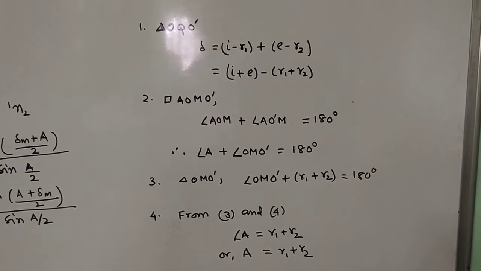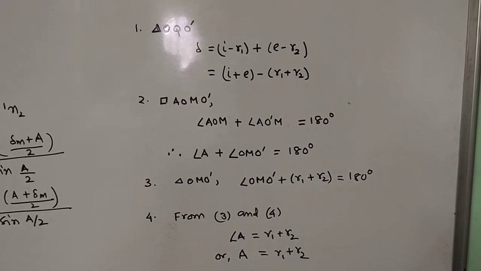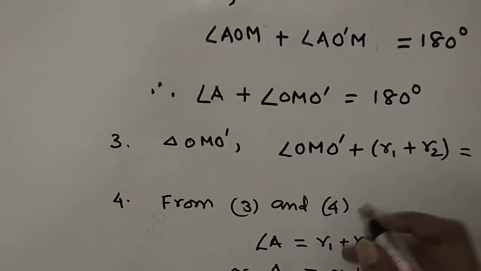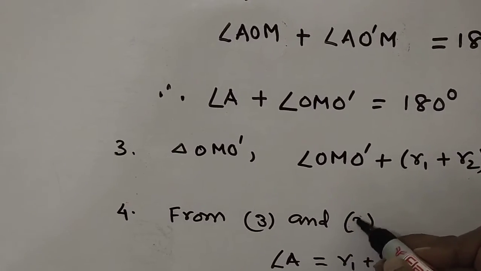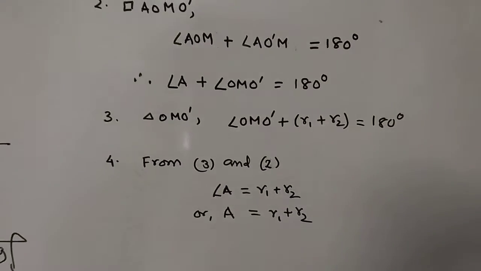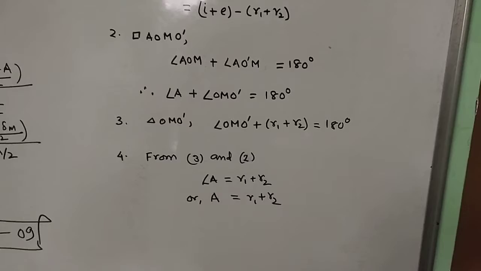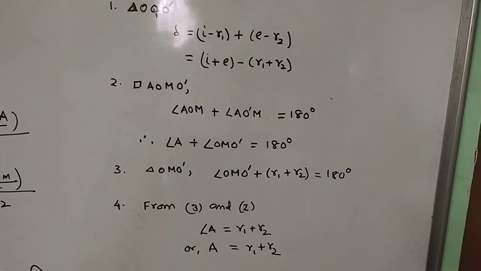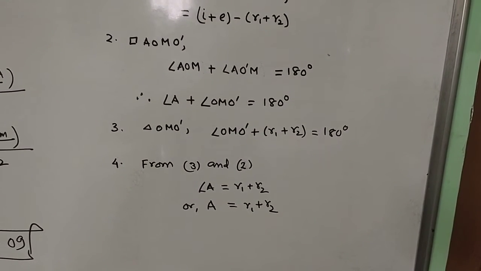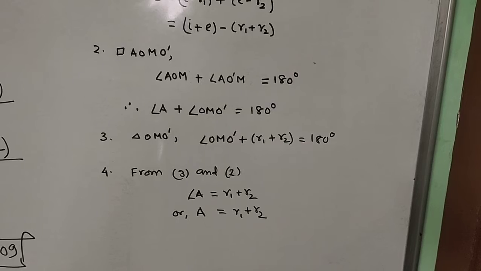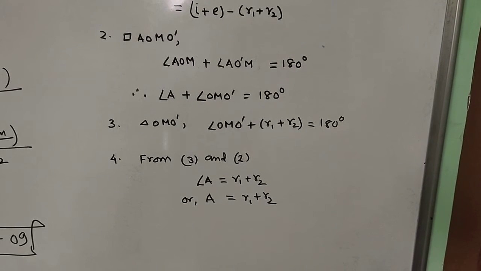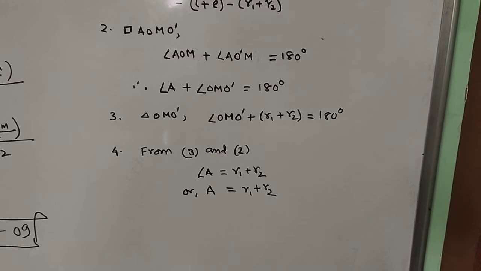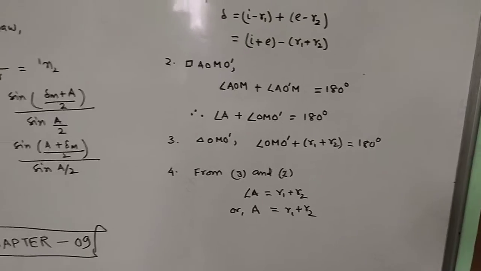So that's why we have written from 3 and not 4, from 3 and 2 you can say, okay, from 3 and 2 you can say this comes out to be your angle A plus angle A equal to R1 plus R2, or you can say simply A equal to R1 plus R2. So this is a very important expression.